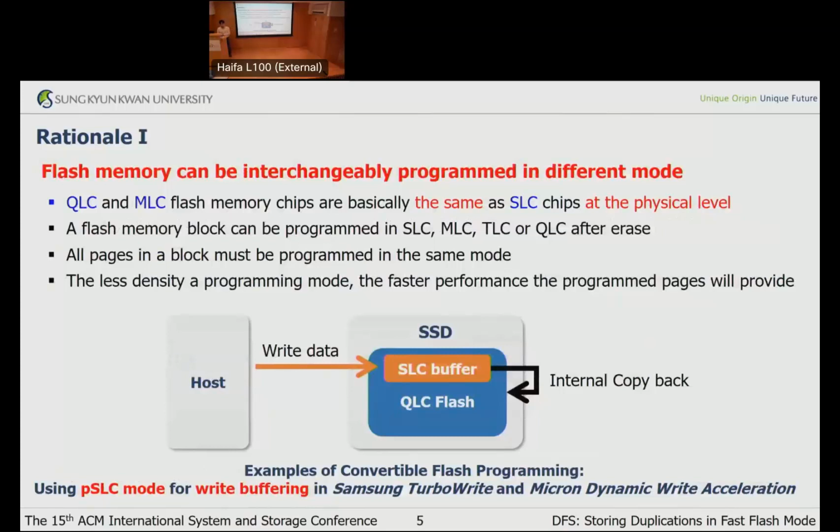We came to the idea that using fast flash mode could mitigate such a problem. As you know, QLC flash cells store 4 bits in a cell, MLC 2 bits, and SLC a single bit. But they have basically the same design at the physical level. What determines QLC, MLC, and SLC is the flash mode. If we program a flash block in the MLC flash mode, its pages will be used as MLC pages. And the lower density flash mode provides faster program performance. Modern SSD controllers support convertible flash mode programming, and Samsung and Micron use SLC mode pages for write buffering in their commercial SSDs.